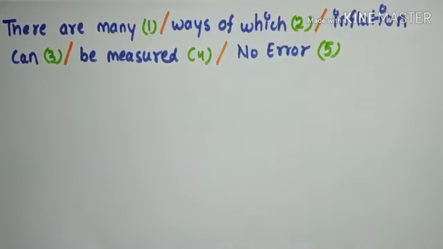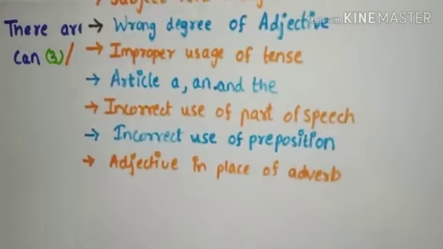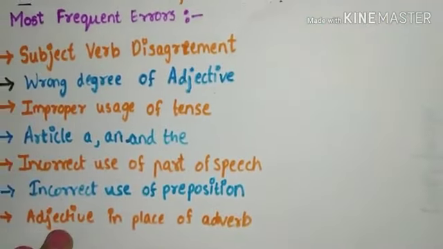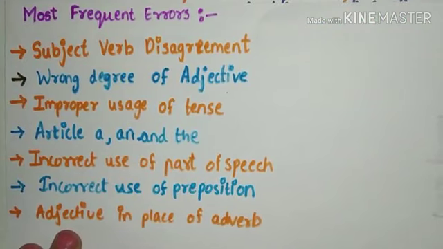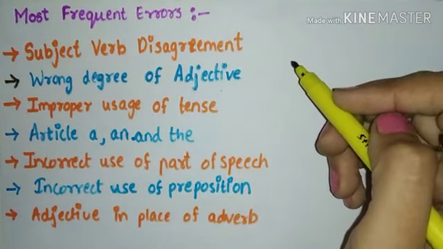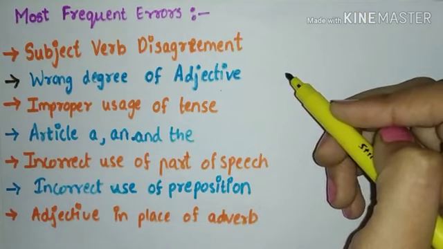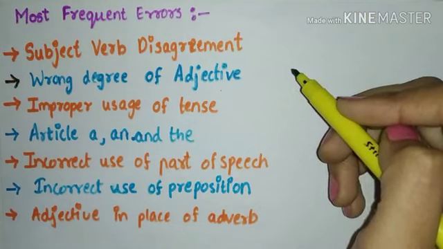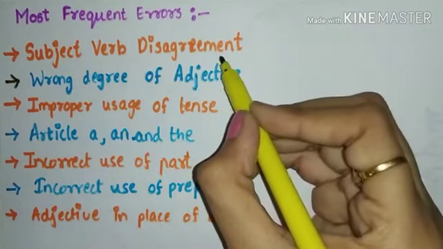Okay, so before spotting the error, let us see what are some basic concepts and some of the frequent errors that appear in the error detection question. So guys, the very first error which very frequently appears in the error spotting or error detection question is the subject verb disagreement.